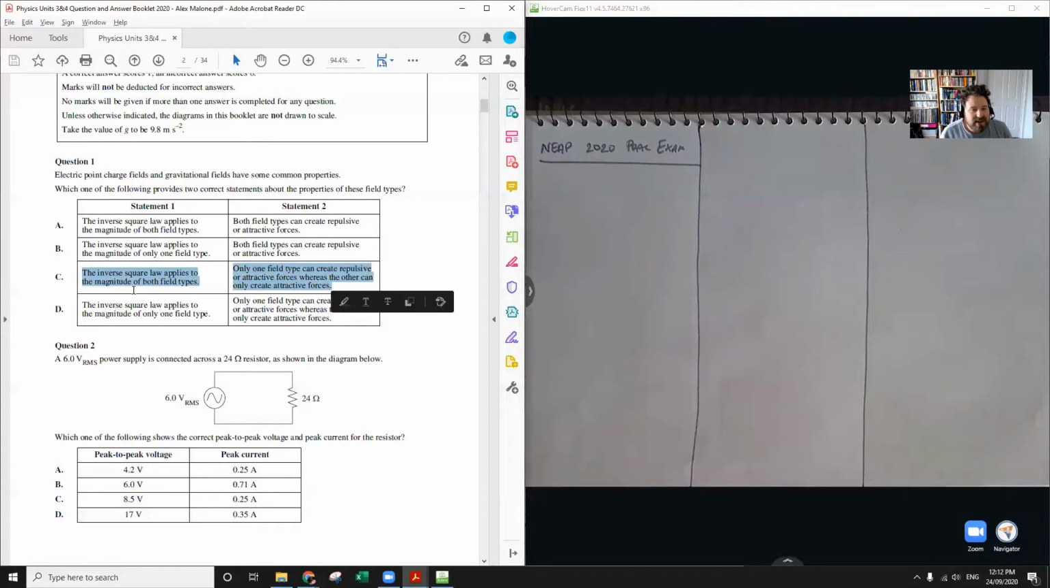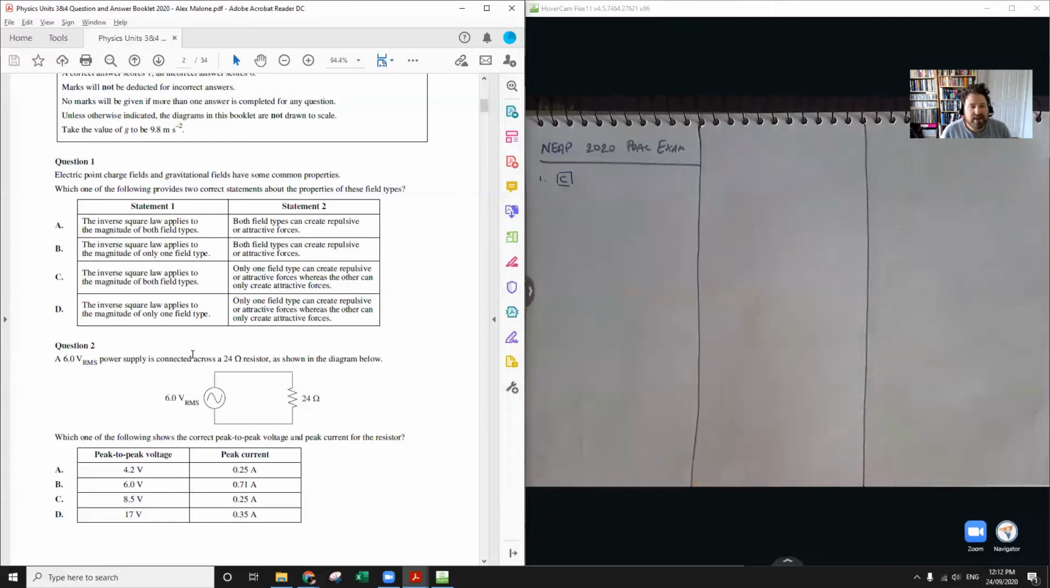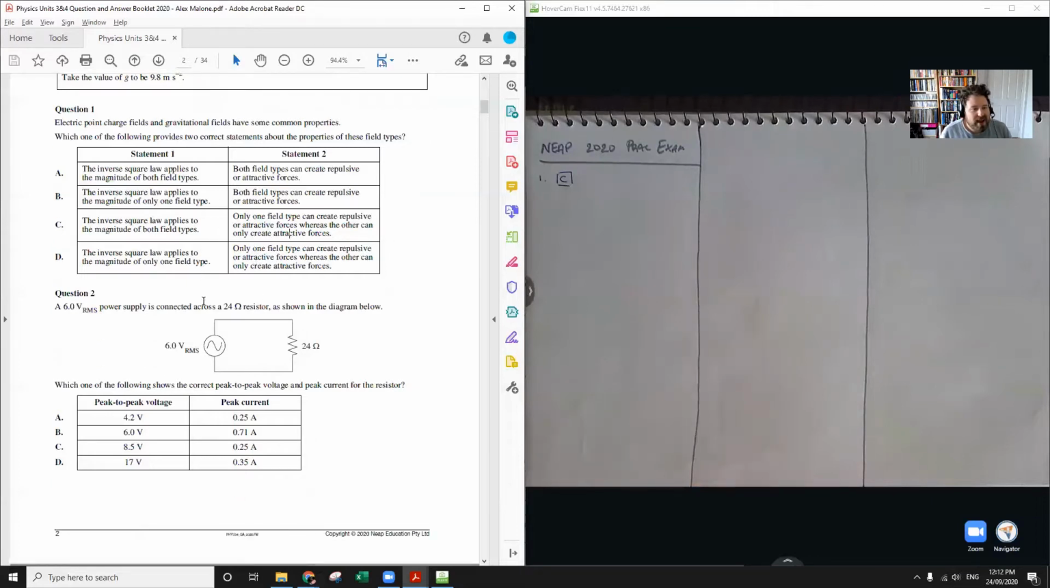The inverse square law applies to the magnitude of both field types. Only one field type can create repulsive or attractive forces, that's the electric field, whereas the other can only create attractive forces, that's the gravitational field. So the answer to that one is going to be C, and I'm not sure that one needs a whole lot of working out to go into it. If you go through the others, you'll find they're wrong for various reasons.